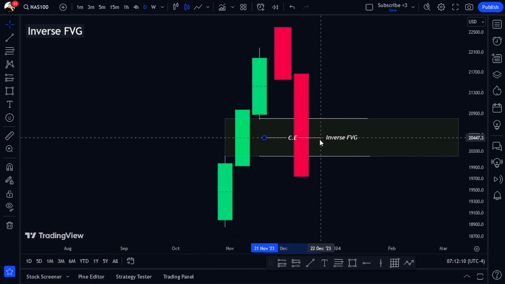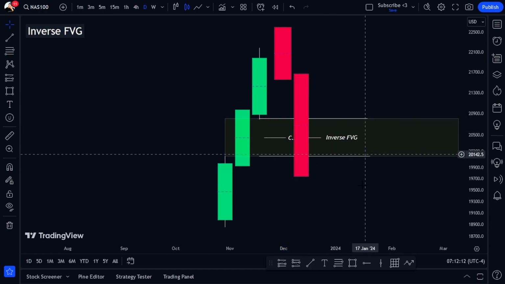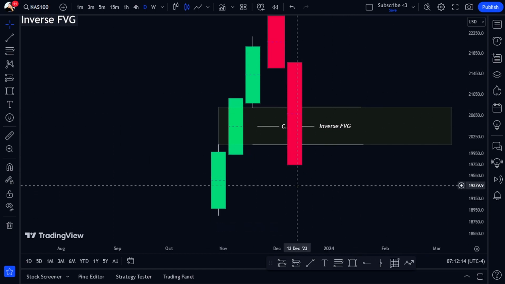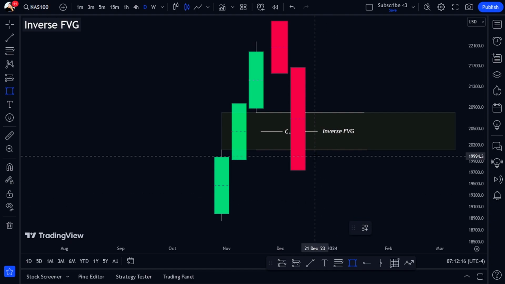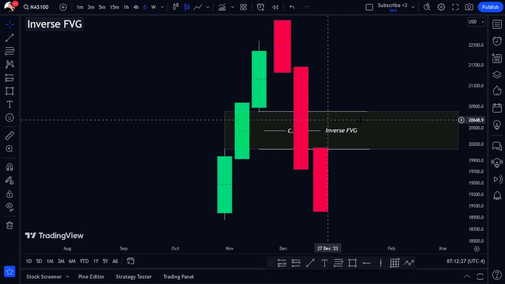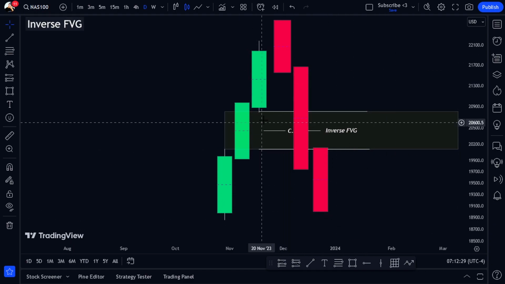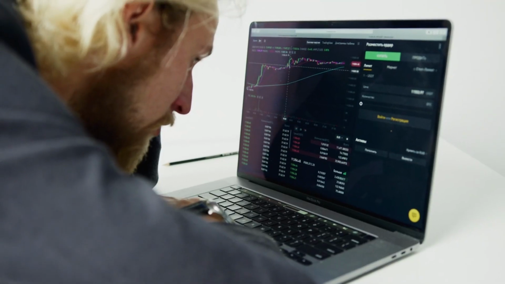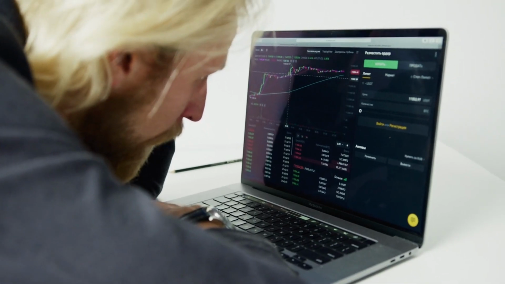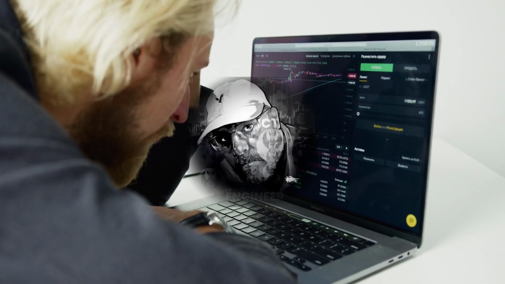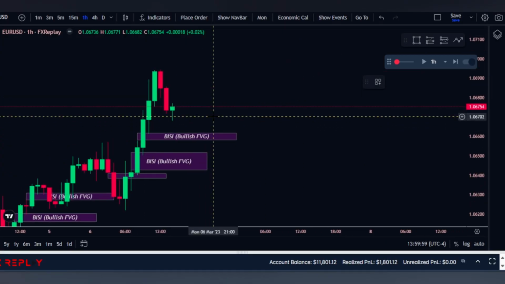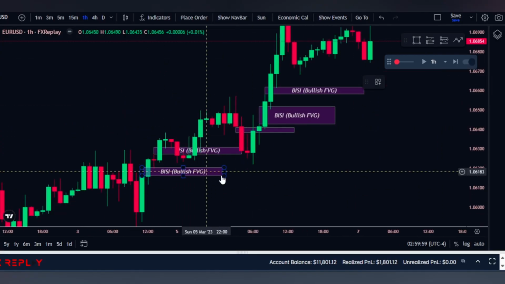If we have a look over here, you can see price completely filled our fair value gap, so this will now be your inversion fair value gap, and the price is most likely to treat this as support or resistance. If you can fully understand fair value gaps, then it is going to help you in trading ICT, and most of the time, you can place trades solely off fair value gap rejections.